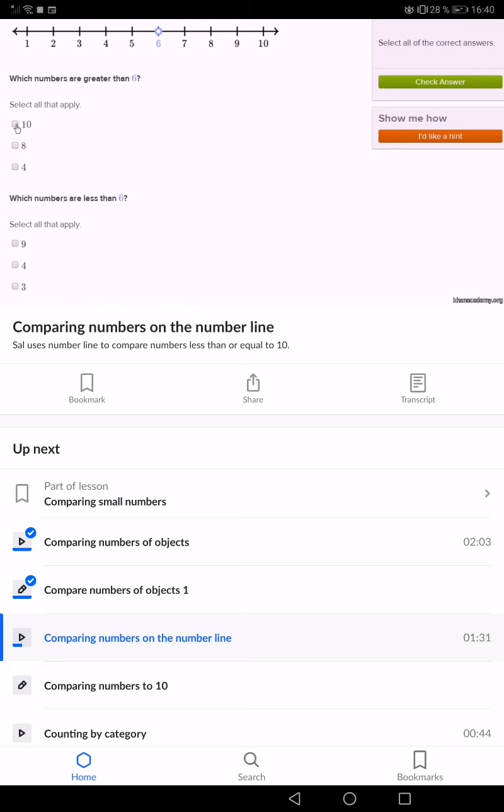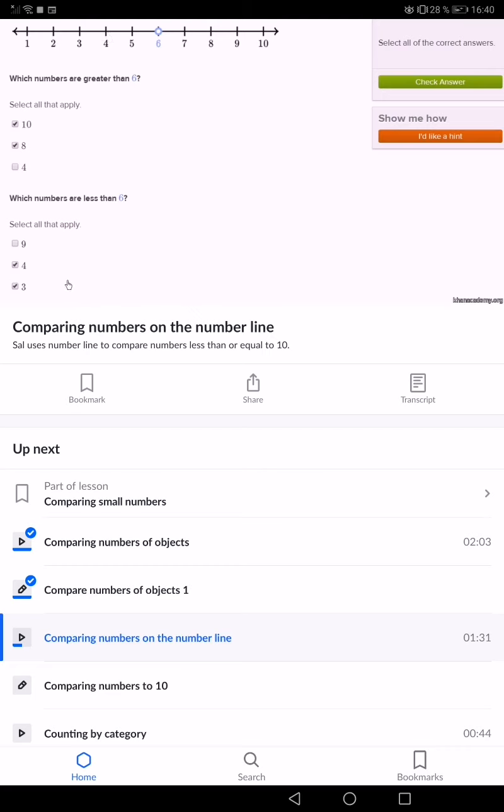So which of these are greater than 6? Well, we see 10 is on the right-hand side of 6. 8 is also to the right of 6, but 4 is to the left of 6. 4 is less than 6. So these are the two choices that are greater than 6. Which numbers are less than 6? Well, that's all of these numbers right over here, the numbers to the left of 6. So 9 is definitely not less than 6, but 4 is. Notice 4 is to the left of 6, and 3 is even more to the left of 6. So 4 and 3 are definitely less than 6.